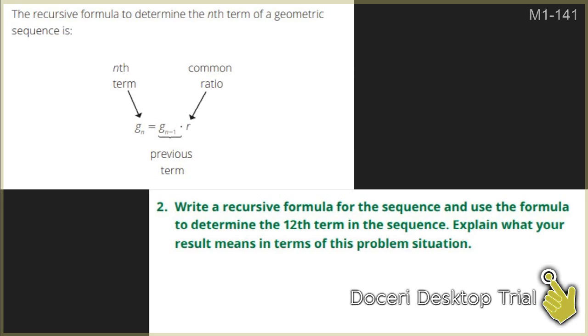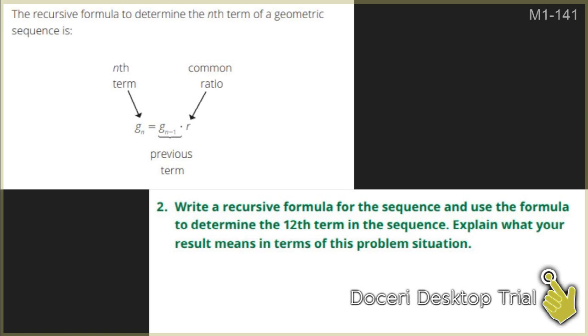Again, it's very similar to the arithmetic one. The difference here is we've got Gn, that's the same. It's a G instead of an A, but it's just whatever term we're after. And that is equal to the previous term, right? G to the n minus 1 just means whatever term we're after minus 1, the previous term, times the ratio. Instead of adding the common difference, we're multiplying by the common ratio.